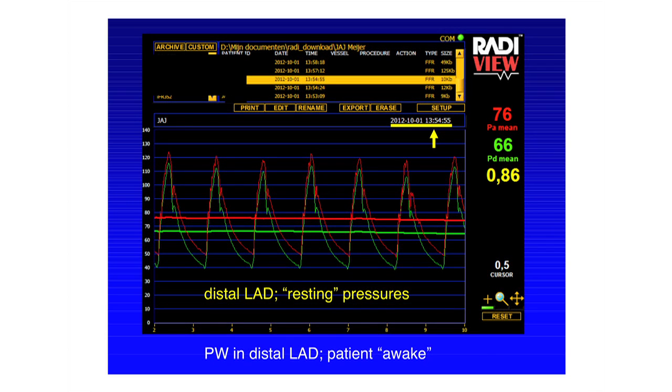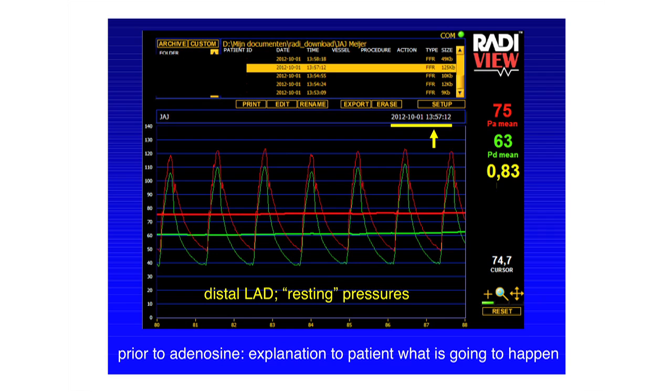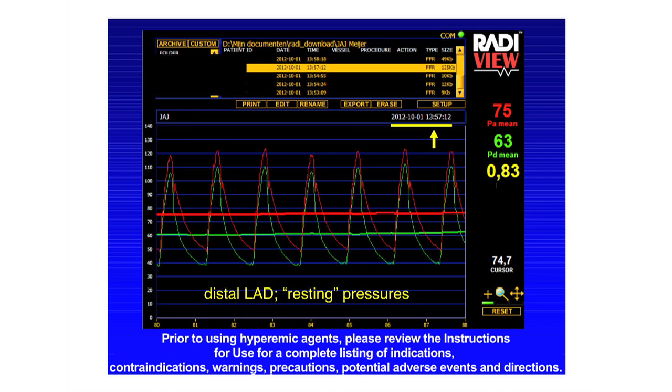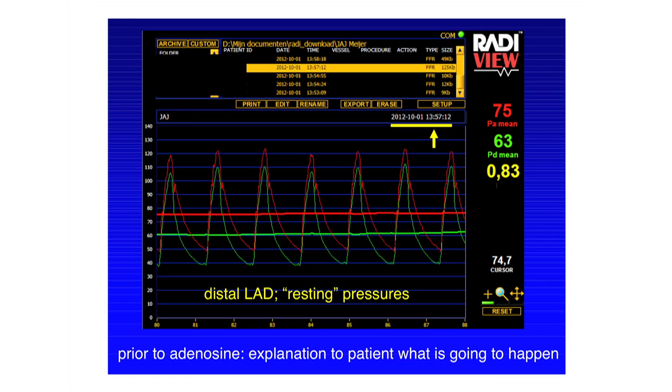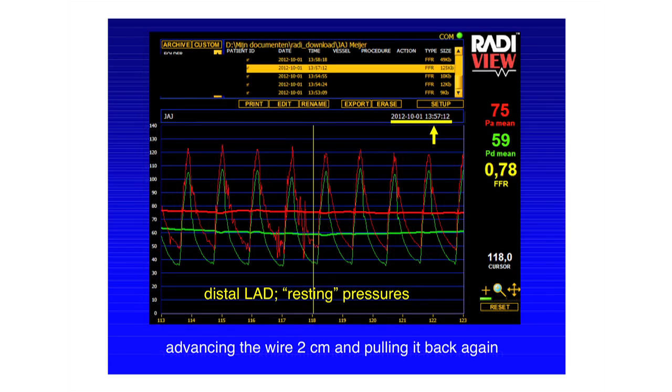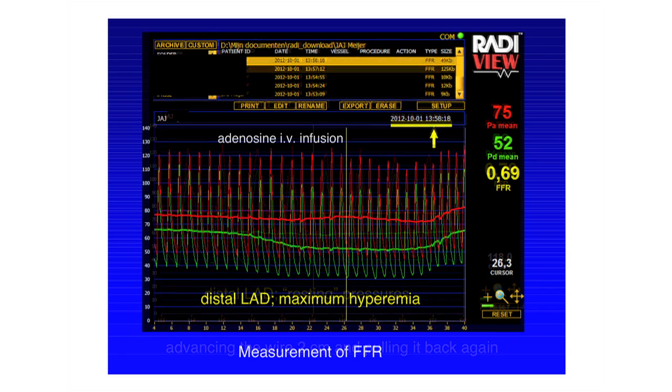But 1 minute later, you see that the patient opens his eyes, and immediately you see that the resting index, whatever it might be, is changing. That's obviously the case because heart rate and blood pressure are increasing. 2 minutes later, I tell the patient that we will start the use of adenosine. I tell him that this will give some chest pain. The patient is afraid a little bit, and immediately you see that the gradient is further increasing, and the resting index, whatever it might be, is further decreasing. And then I pull up the pressure wire a little bit and put it back again, and you see again the influence on the so-called resting gradient.